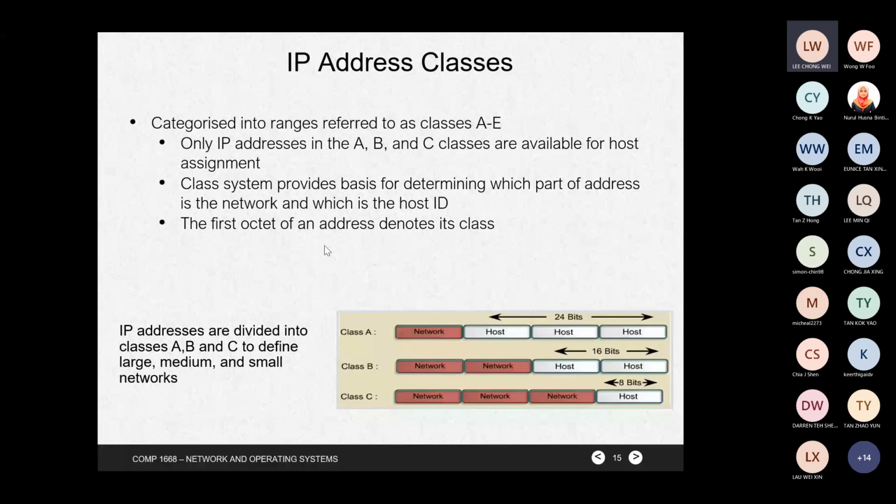In fact, you have covered all this in your diploma, so I will not go into very much detail, just to refresh you. Class A is, as you can see in the first diagram, 8 bits for the network and the rest for the host: 24 bits for the host and 8 bits for the network.